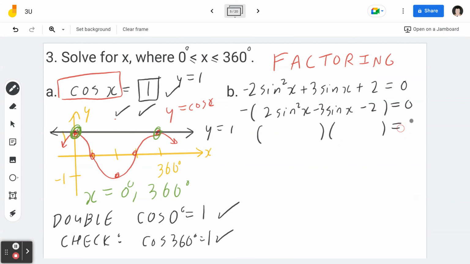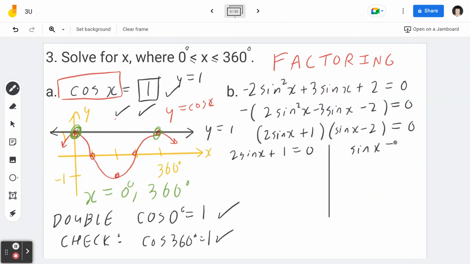And of course, if you factor this a little bit more, you can think of 2 sine squared x as 2 sine x times sine x. Your goal is to find the factors of negative 2 that will give you a sum of negative 3. For example, negative 4 plus 1 gives you negative 3, and negative 2 times 1 is negative 2. So again, you can now divide this into two different columns. In the first column, you have 2 sine x plus 1 equals 0. And in the second column, sine x minus 2 equals 0.